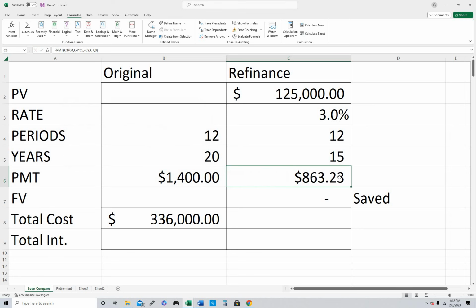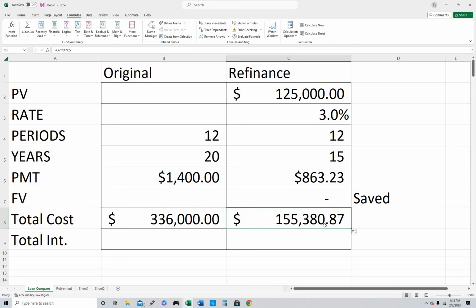My total payment amount is now going to be $863.23. Well, that looks a lot more favorable than the $1,400 that I was paying each month. Let's see what our total cost for the loan will be. We're going to use the same formula. We're going to take our payments times 12 months out of the year times the number of years left.